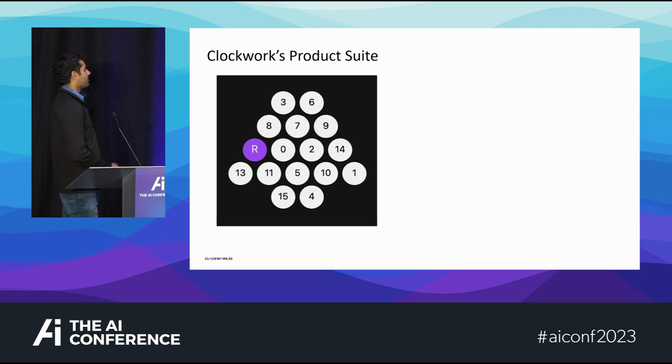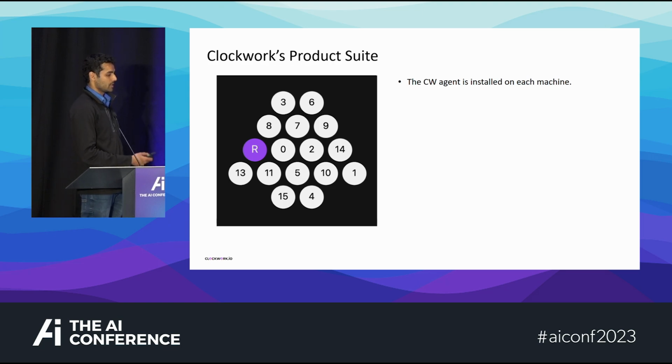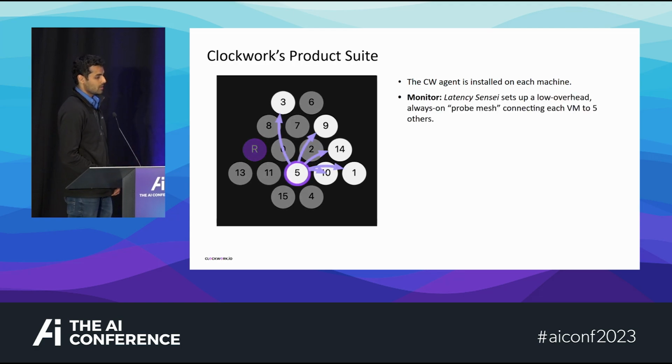So to begin with, let's discuss Clockwork's product suite a little bit. The first thing we have here is a cluster of VMs. You can think about every single one of these circles as a machine, for example, renting virtual machines on, say, Google Cloud. The first thing we do is install the Clockwork agent on each of these machines. These agents talk to each other by establishing what we call a probe mesh. Every single agent talks to 5 other agents by exchanging small UDP packets that we call probes. And these probes are able to do a number of interesting things for us.